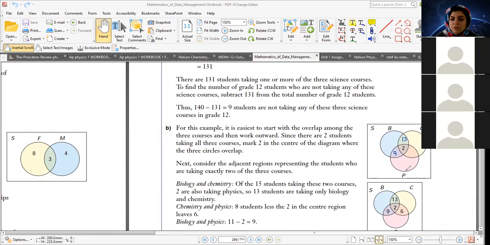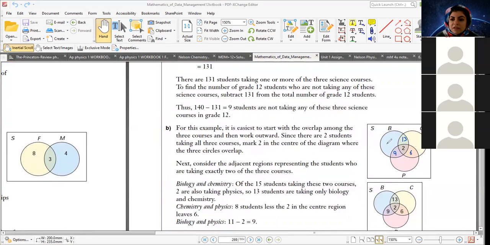Now, how many people doing physics and chemistry? This overlap. Physics and chemistry, they total 8 people here. So 8 minus 2 is 6. I have 6 here. Okay.